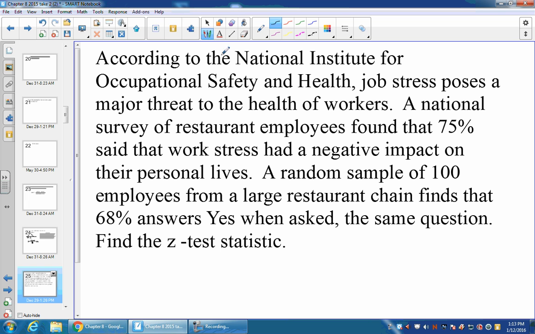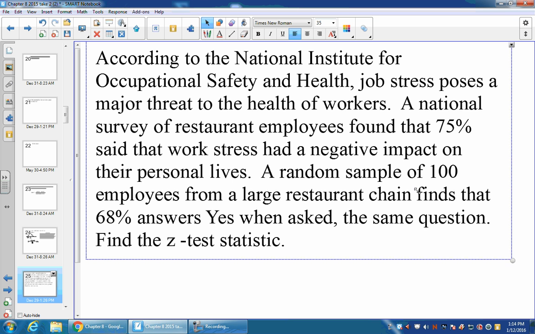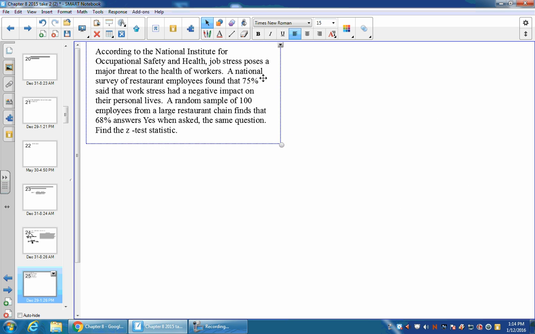Now, according to the National Institute on Occupational Safety and Health, job stress poses a major threat to the health of workers. A national survey of restaurant employees found that 75% said that work stress had a negative impact on their personal lives. Now, they took a random sample of 100 employees from a large restaurant chain and found that 68 answered yes to the question. Find that z-statistic. So now we're dealing with a proportion.